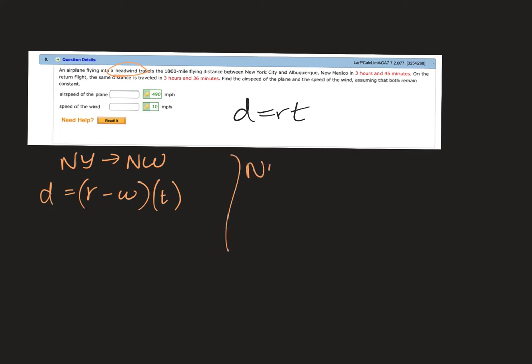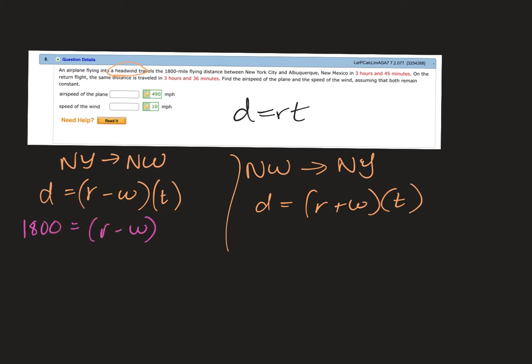Then from New Mexico to New York, now it's pushing from behind you as though somebody is giving you a little boost from behind. The distance would be the rate plus the wind times the t. For both of them, the distance traveled is 1,800. The R and the W are what we don't know.